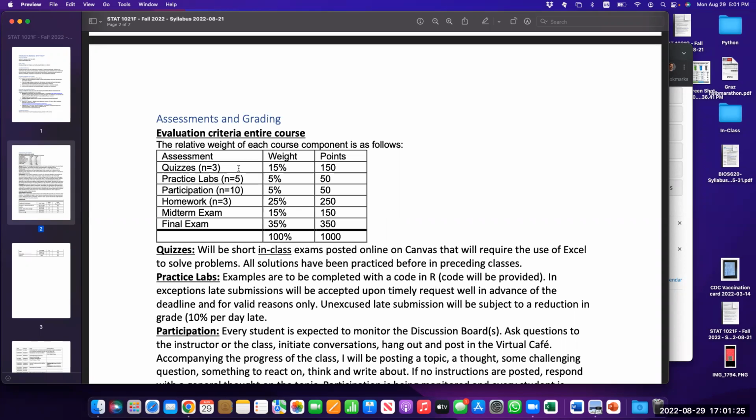You have 3 homeworks. Shouldn't be too tough. We have the participation. Sorry. And I have thought long about how to grade a participation, right?